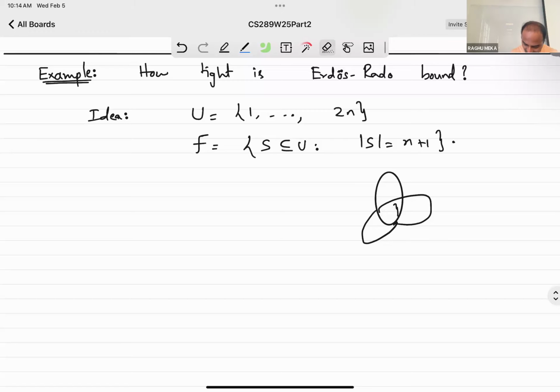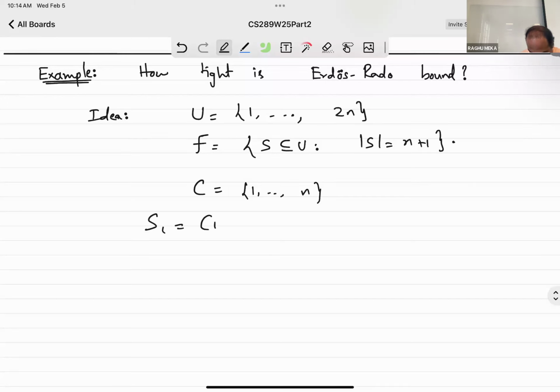There may be a sunflower here actually, right? Because let's say I take... yeah, in fact, there is a big sunflower because I can take sets of the form. Let's say C is 1 through N. And S1 is C union N plus 1. S2 is C union N plus 2.